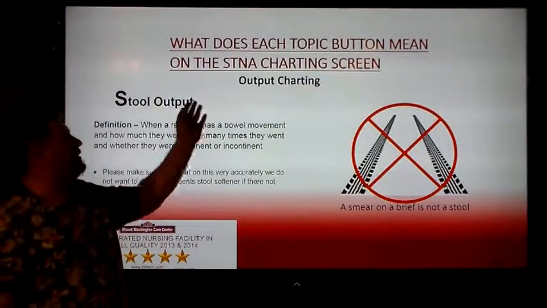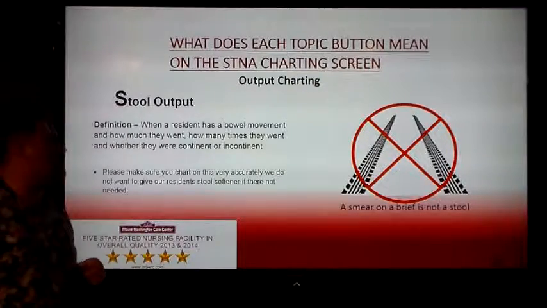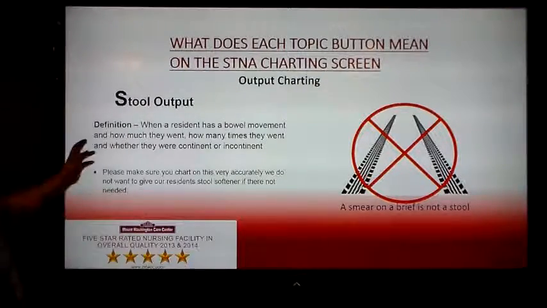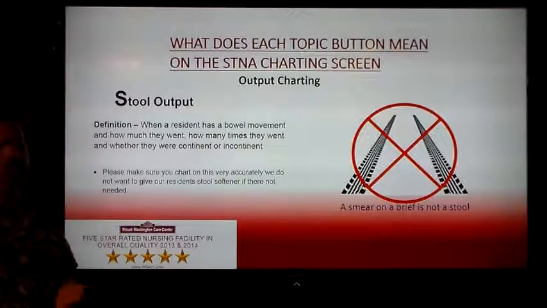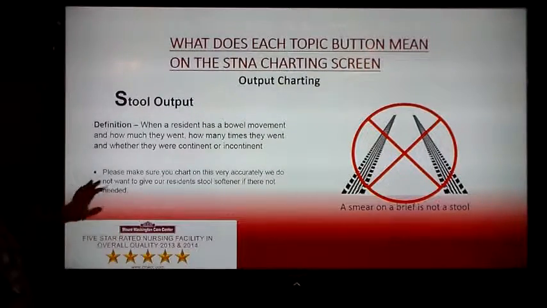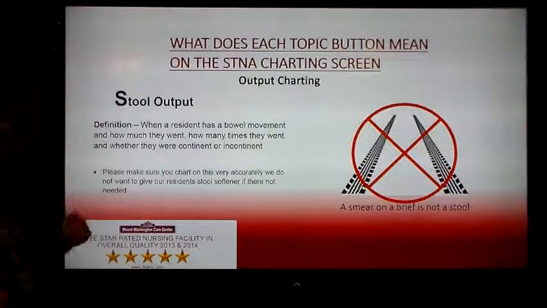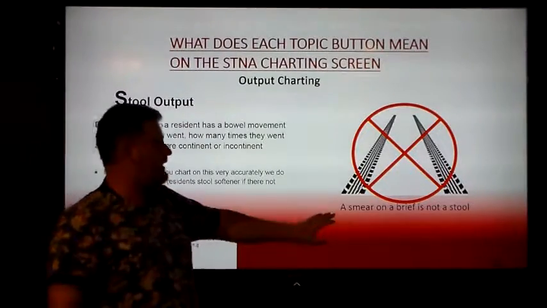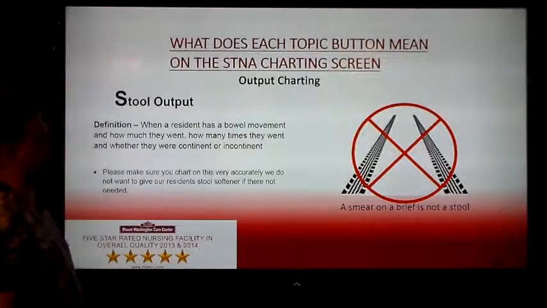The third part of the output charting is stool output. The definition: when a resident has a bowel movement, how much they went, how many times they went, and whether they were continent or incontinent. Please make sure you chart this very accurately. We do not want to give our residents stool softeners if they are not needed. Also, a smear on a brief is not considered a stool.